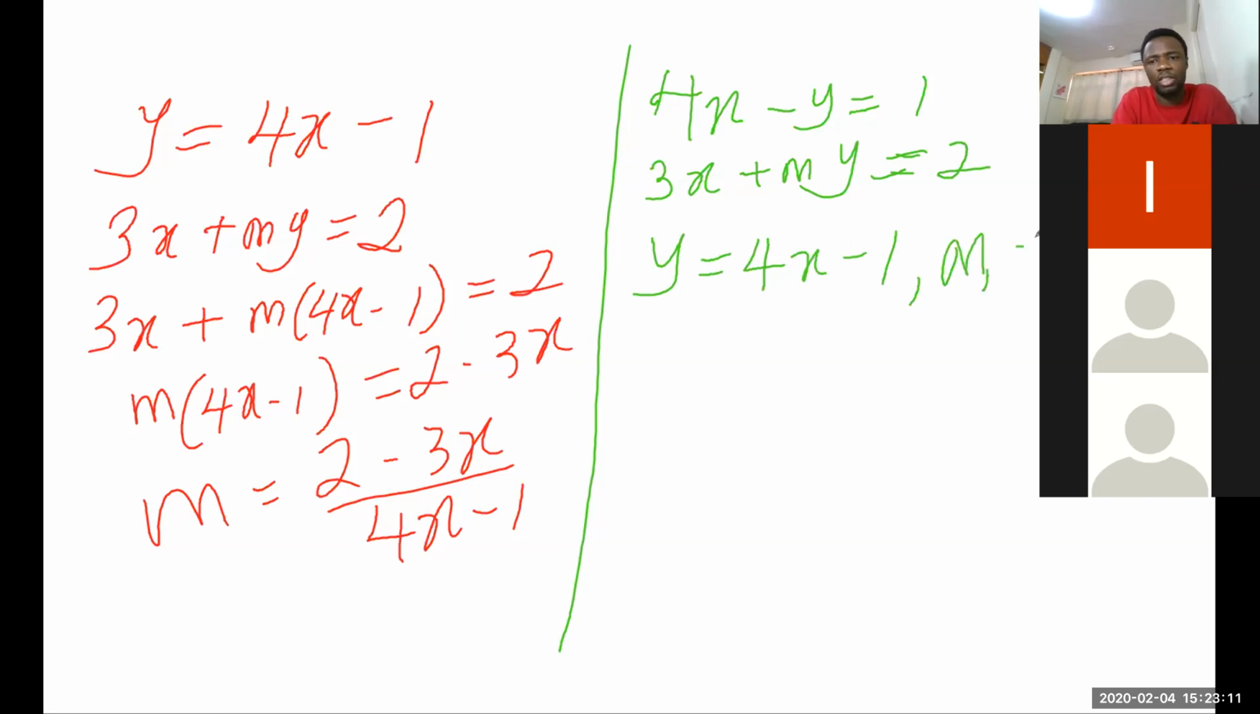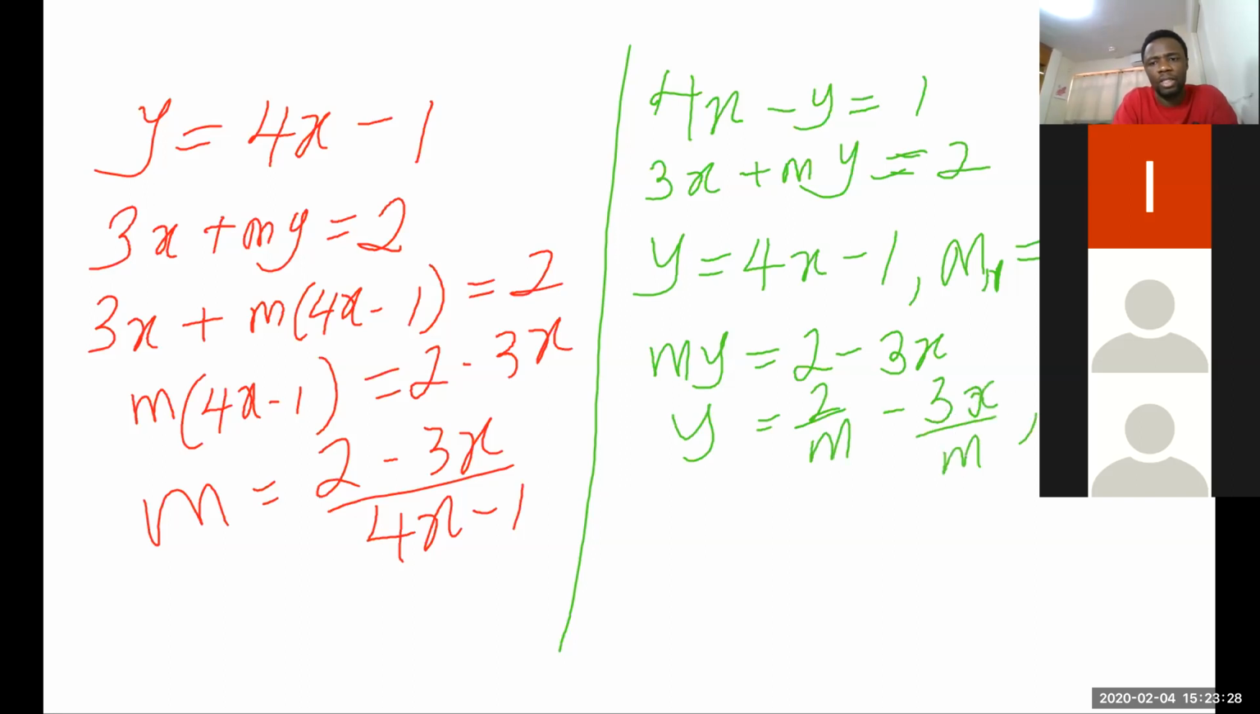So the first gradient, I call it m1, is what? Then the second, my equals 2 minus 3x. So y will be 2 over m minus 3x over m. So here the second gradient is what? So what is the first gradient? Four. So what is m2? Minus 3 over m. Yeah, that's correct. So m2 is minus 3 over m.